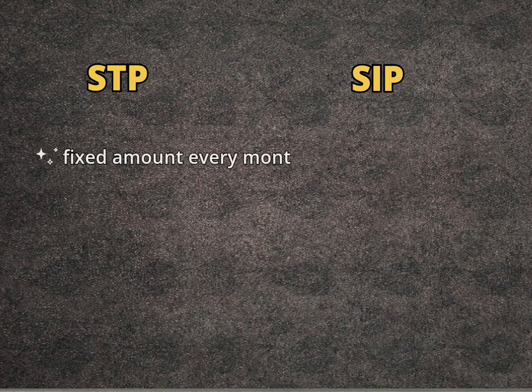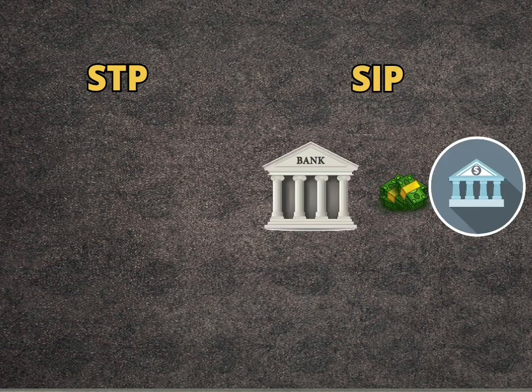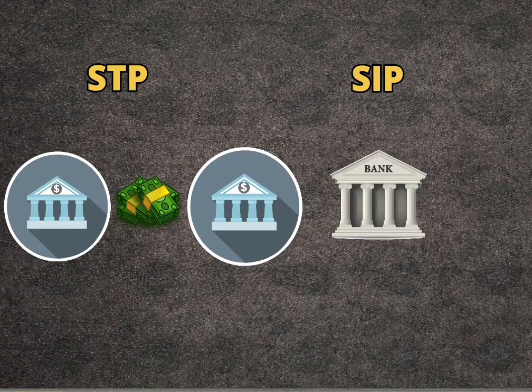STP is similar to SIP or Systematic Investment Plan, where you invest a fixed amount every month in a mutual fund. The difference is that in SIP, the money comes from your bank account, while in STP, the money comes from another mutual fund. There are different types of STP that you can choose from.